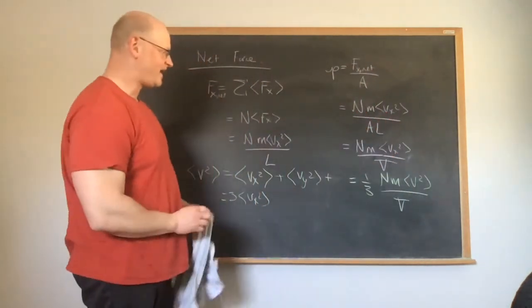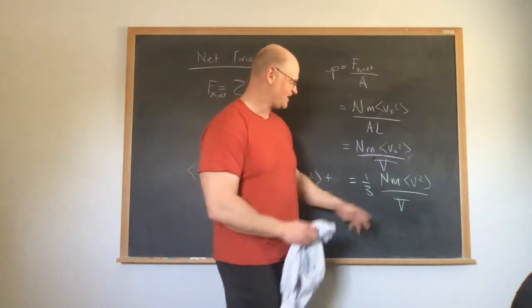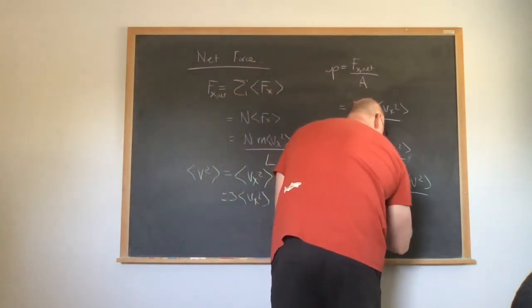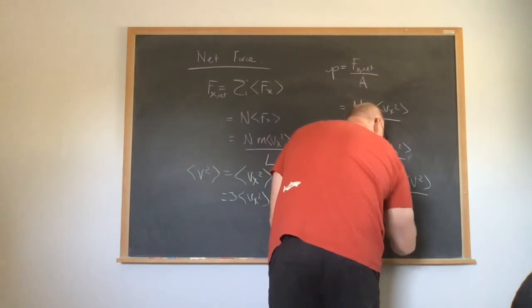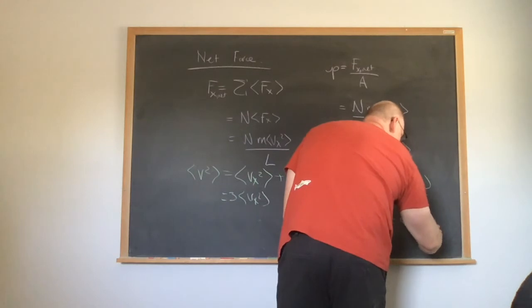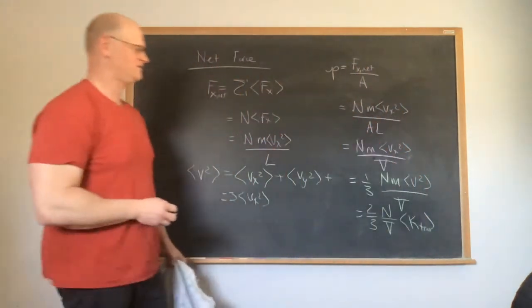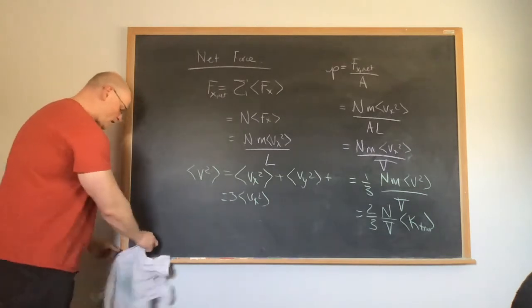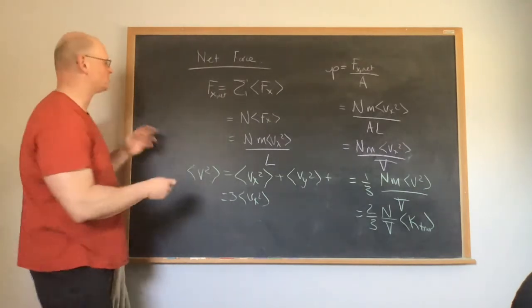To make this kinetic energy, I'm simply going to multiply top and bottom by 2. So this is now going to become equal to 2/3 of n divided by the volume, times the average translational kinetic energy. So what this says is what we actually measure as pressure in this box.